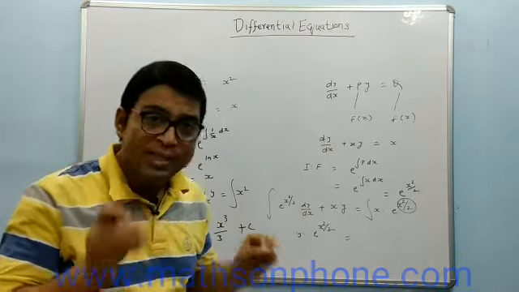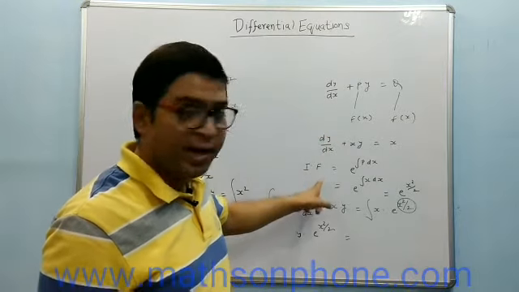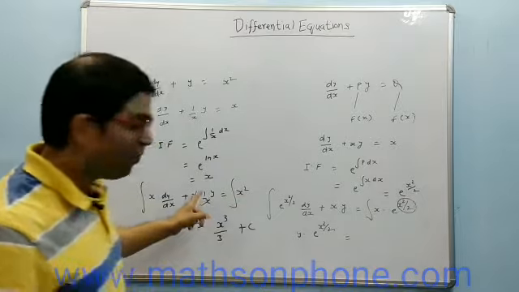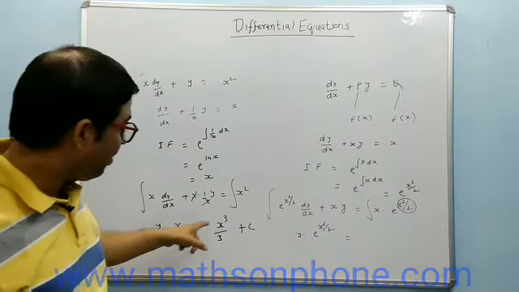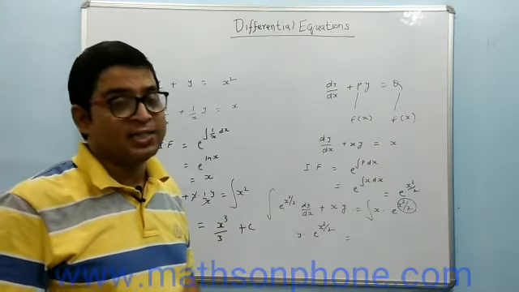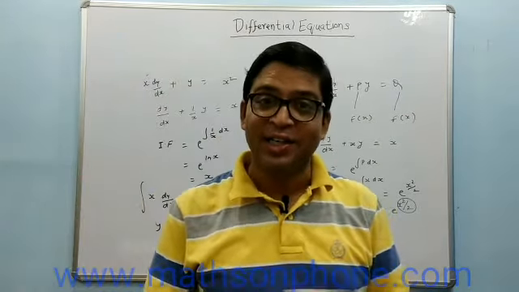So now once again I am telling you, if the form is in this form, you find IF, multiply IF, and the answer on integration is y into IF, and you have to integrate the RHS thing. Hope you are understanding this also.